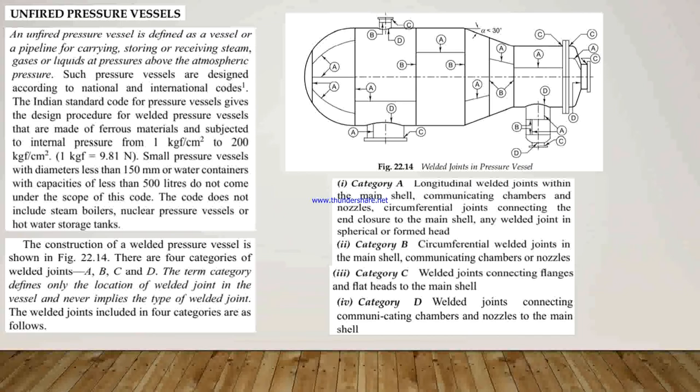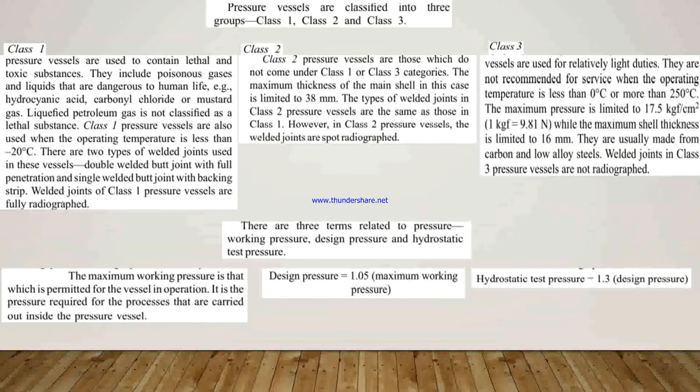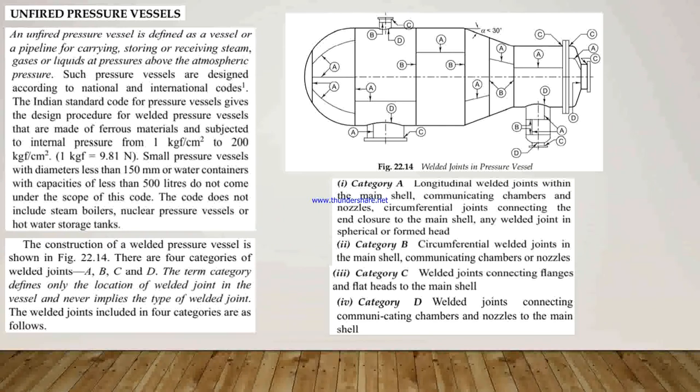This construction for welded pressure vessels is shown in figure number 22.14. There are four categories of welded joints, as shown in the figure, that is A, B, C and D. The term category defines only the location of the welded joints in the vessels and never implies the type of welded joints. The locations and the welded joints included in the four categories, category A, category B, category C and category D, are shown in the figure.